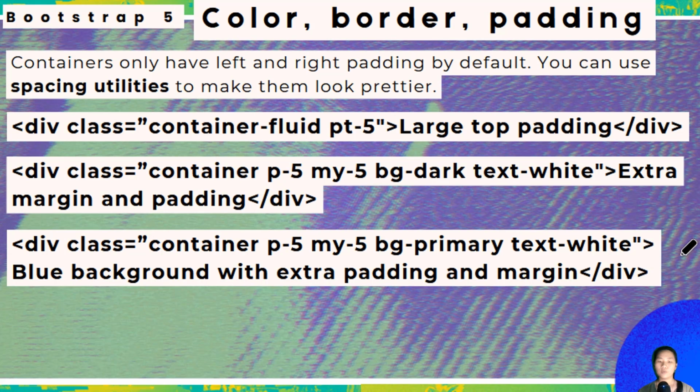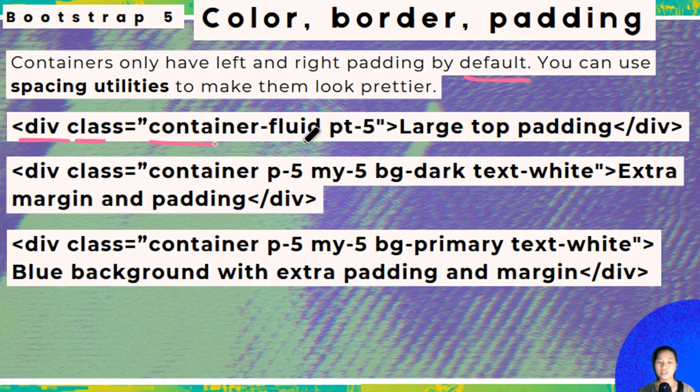Moving on to the last part, color, border, and padding. Containers only have left and right padding by default. You can use spacing utilities to make them look prettier. Now, what do I mean by that? Let's take a look at the example.